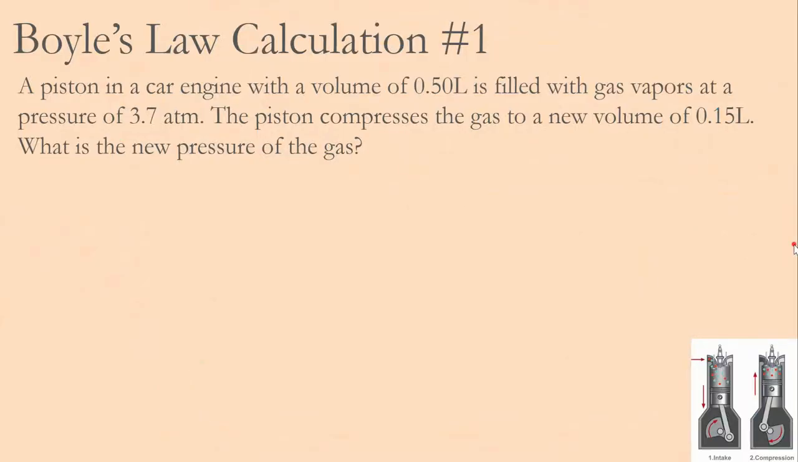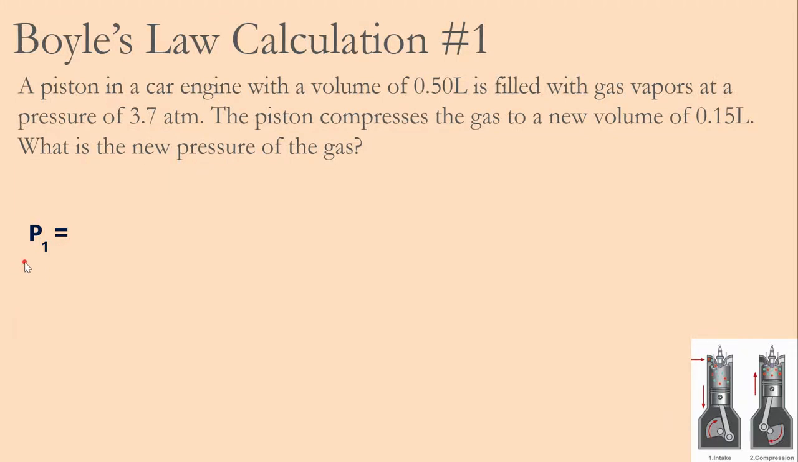So in our first situation, we have a piston in a car engine with an initial volume of 0.50 liters, and that is filled with gas vapors at an initial pressure of 3.7 atmospheres. After the piston compresses that gas to a new, smaller volume of 0.15 liters, what is the new or final pressure of the gas? So let's first arrange the different pieces of information we know.